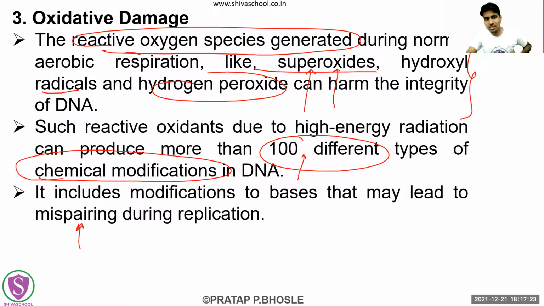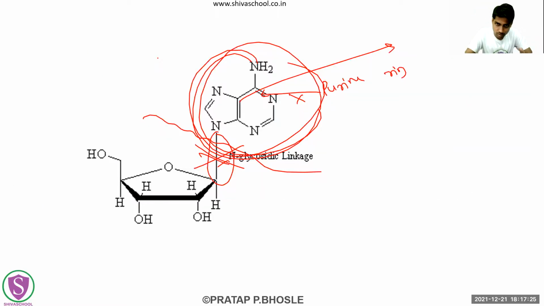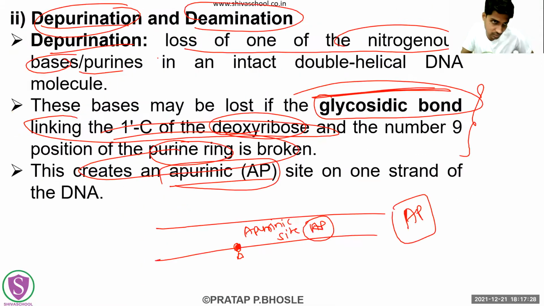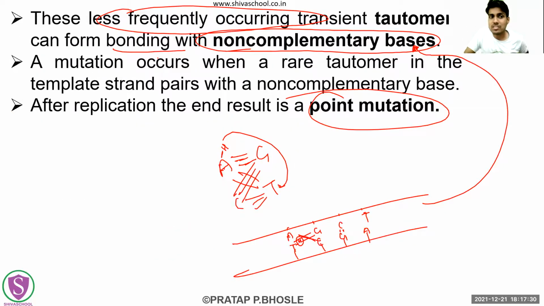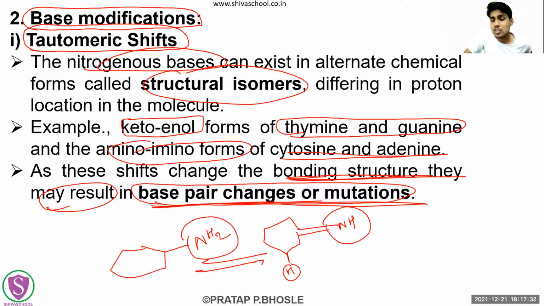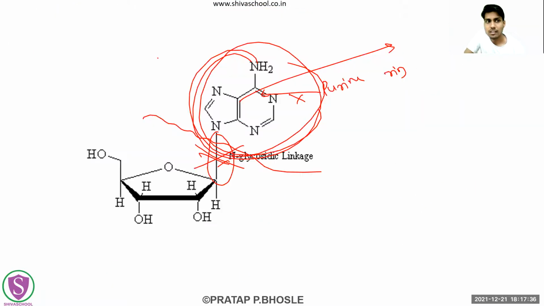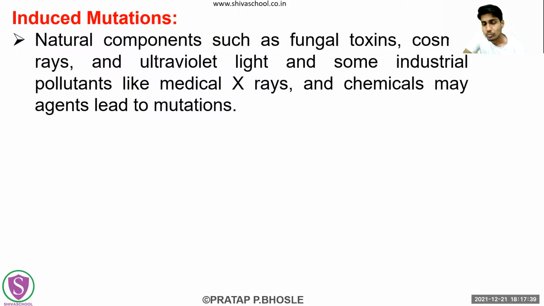But here the major important points will be only these two: depurination and deamination, and the tautomeric shift in base modification. Okay. At that point we are stopping with spontaneous mutation.